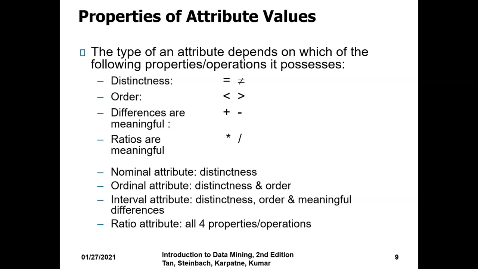Interval attributes, for example, have distinctness properties, have order properties, and have meaningful differences with plus and minus. While ratio attributes have all four properties and operations. They can have distinctness, order, differences, and ratios as well.